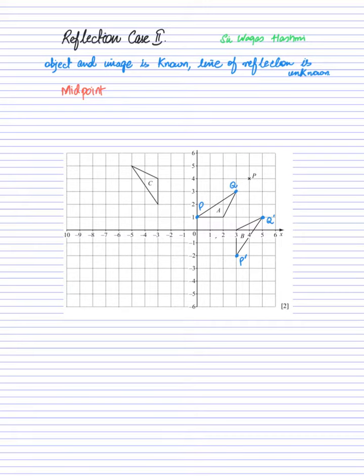Similarly, if I observe the point Q, so Q and Q dash, how many boxes? It's 1, 2. So that means the midpoint will be at 1. So I got another midpoint and that is this one. Now we have 2 points. We need to join those points and extend the line. Now that is the line of reflection for shape A and shape B.